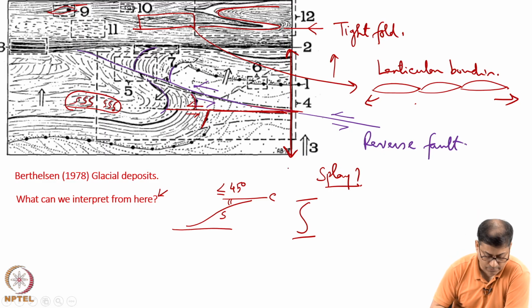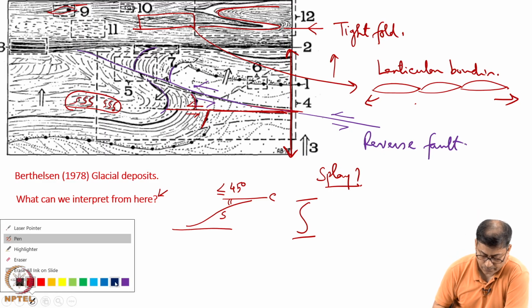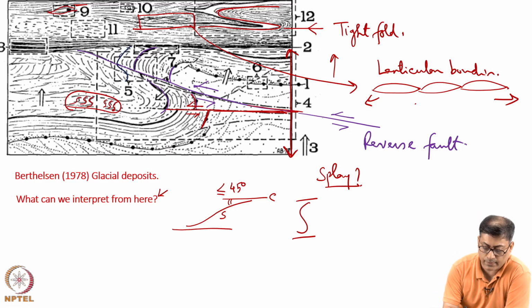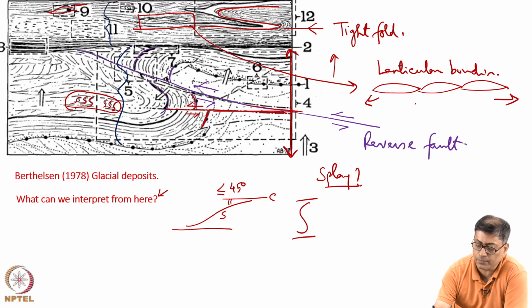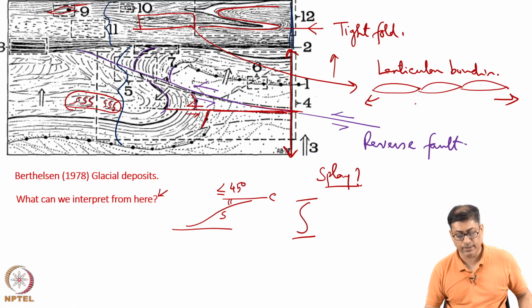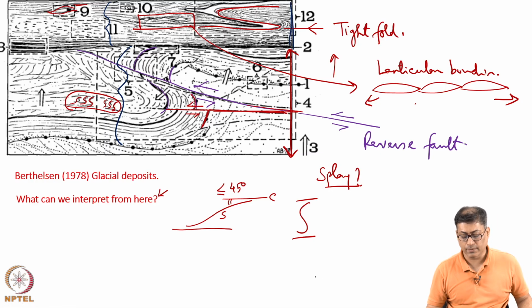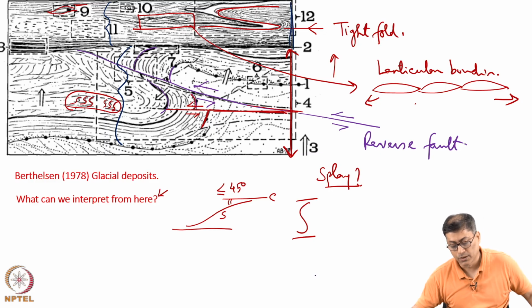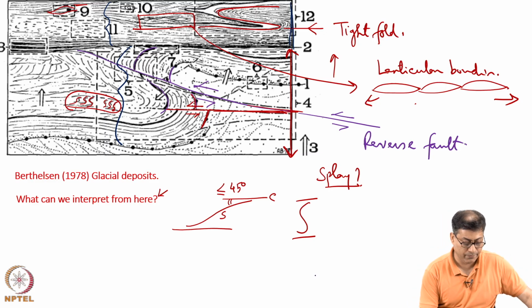We do not see the kinds of reverse fault that was found here. We do not see such large reverse faults in the upper unit here, and in this way one can keep on interpreting. Basically, one has to take care of the stratigraphy and structural information together to reconstruct the history.